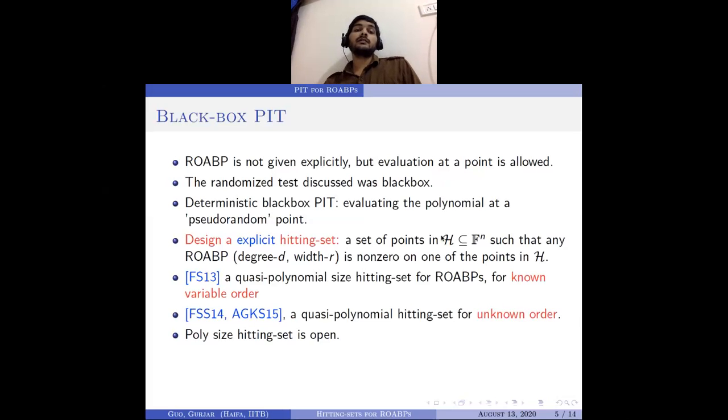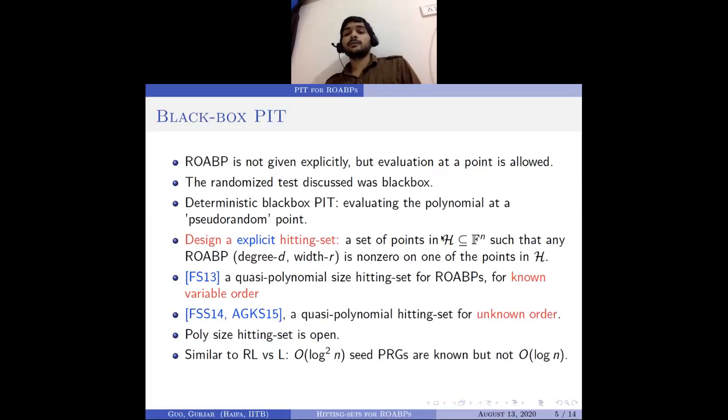But the polynomial size hitting set is still open. On one hand, polynomial time white box PIT is known by Raz and Shpilka, but black box polynomial time PIT is still open. This situation is somewhat similar to the space bounded pseudorandomness situation, the RL versus L situation, because there also the best known seed length is something like order log square n, but the ideal thing we want is order log n, and that's open. So a similar thing is here also.